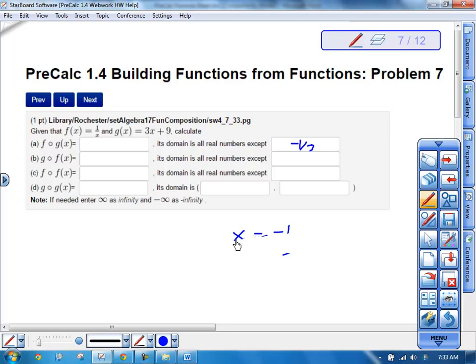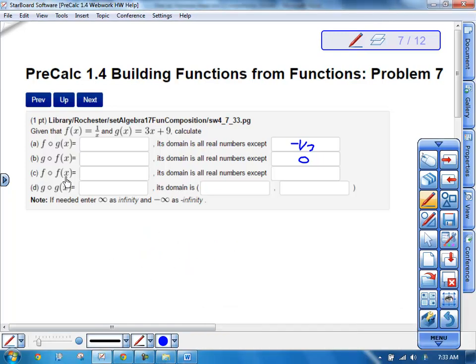But the next one says do g of f of x. So we're going to take f of x now and we're going to plug it into g. So we have 3 times 1 over x plus 9. We can simplify this a little bit if we want, but this is the composition they're looking for. Now, you can see that we still have x can't be equal to 0.